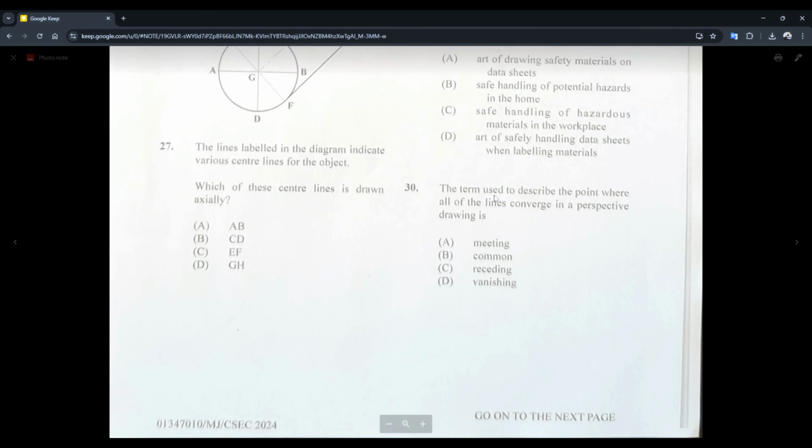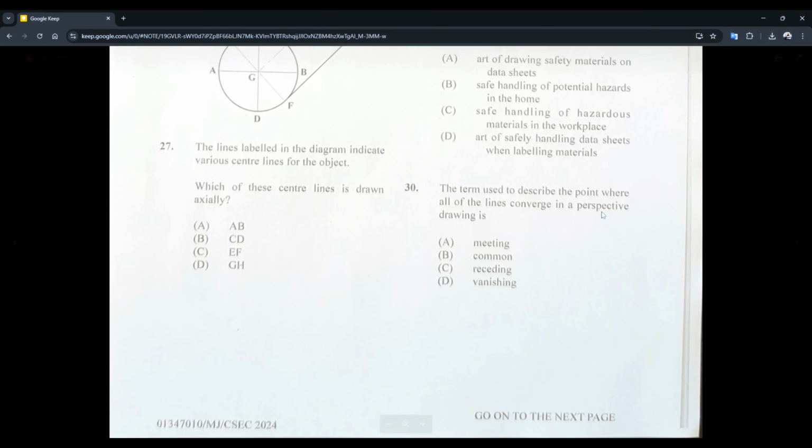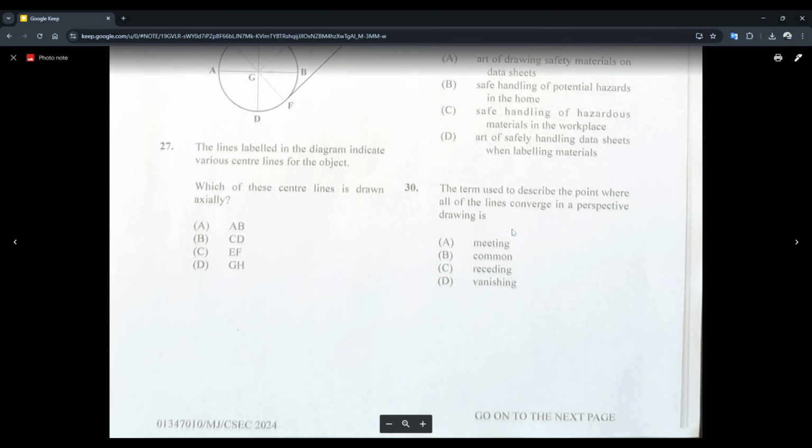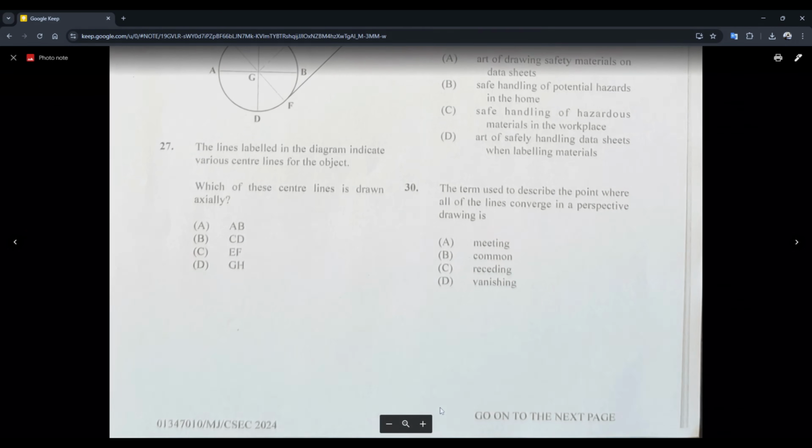Number 30. The term used to describe the point where all of the lines converge in a perspective drawing is a vanishing point. If you look at any of my perspective drawings, you'll see that we have vanishing points. So number 30, D.